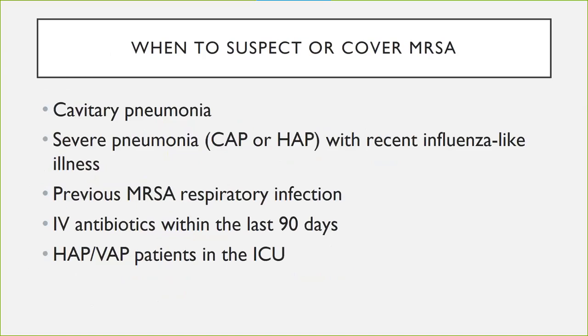So when do we suspect or cover MRSA? If there's cavitary pneumonia on the chest x-ray, if they have a severe pneumonia, either CAP or HAP, and had a recent influenza-like illness prior to it, since MRSA is the most common cause of post-influenza pneumonia. Also if there's been previous MRSA respiratory infection, if they've had IV antibiotics in the last 90 days, or any HAP or VAP patients in the ICU. If it's hospital-acquired pneumonia and they're not in the ICU, then you don't need to cover MRSA off the bat. But I would get a sputum sample in those patients to help guide therapy.